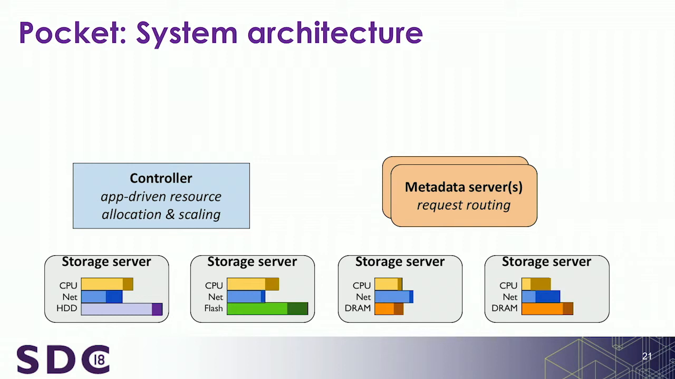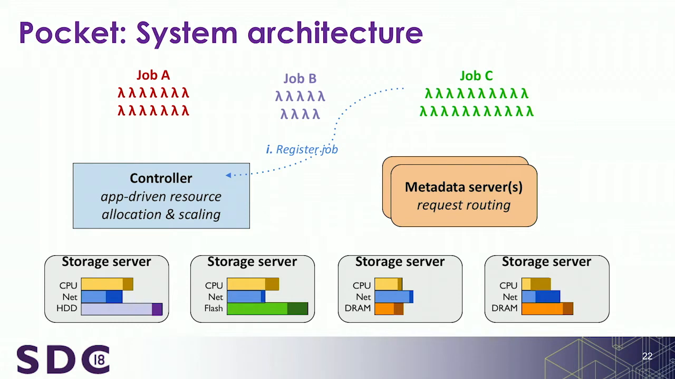So let's look at how a job interacts with Pocket. The first step is to register with the controller. At this point, the job can provide optional hints about attributes of the job, such as its latency sensitivity and throughput requirements. We'll talk more about these hints, and we'll dive into the job registration process in a bit more detail in a few slides. What job registration involves is that the controller needs to decide an allocation and assignment of resources for this job. It decides this at the beginning of the job, and it communicates this information to the metadata servers because they're the ones that will enforce data placement, because metadata servers are going to route client write requests to the appropriate storage nodes.